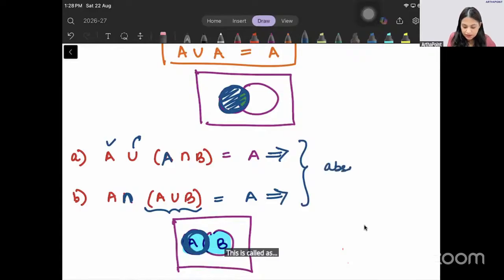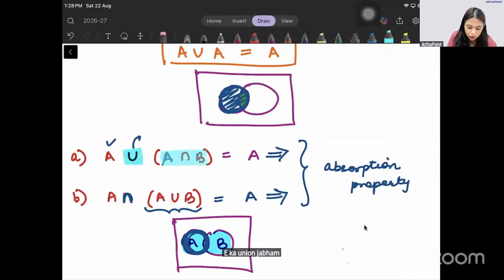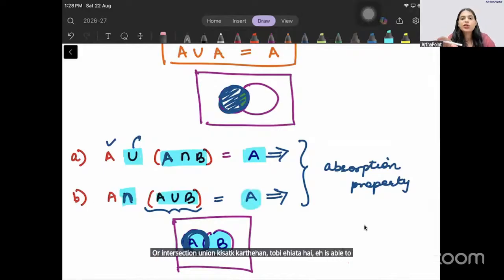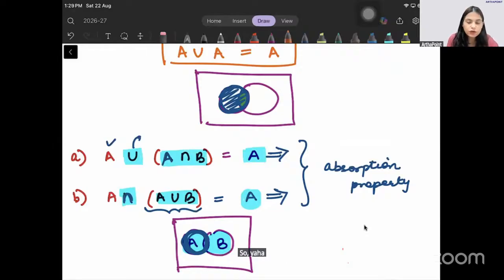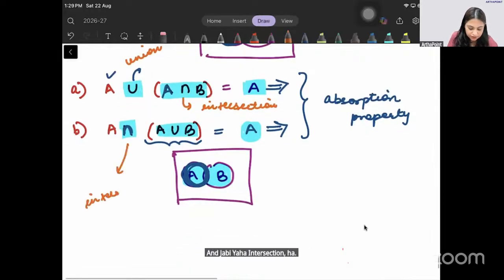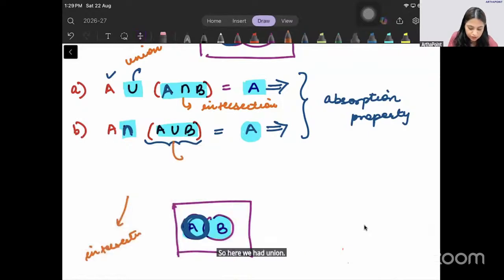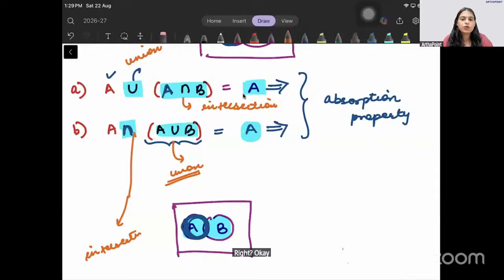This is called the absorption property. Absorption property means A का यूनियन जब हम उसके दूसरे सेट के इंटरसेक्शन के साथ करते हैं तो A आता है, और इंटरसेक्शन यूनियन के साथ करते हैं तो भी A ही आता है. A is able to absorb the unions and intersection, तो वो हो गया absorption property. ठीक है. So here you have to note very carefully that when union is outside, then here we had intersection, and when here we had intersection, then here we had union. Right? Okay, very good. All of you right. It will be A.